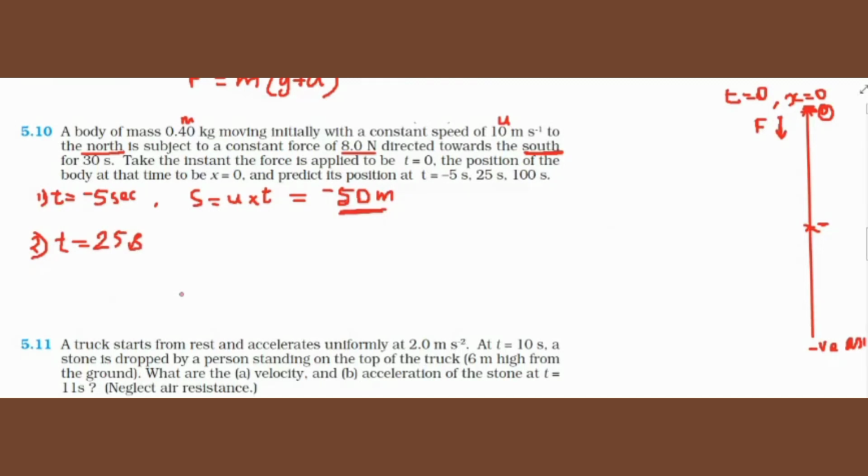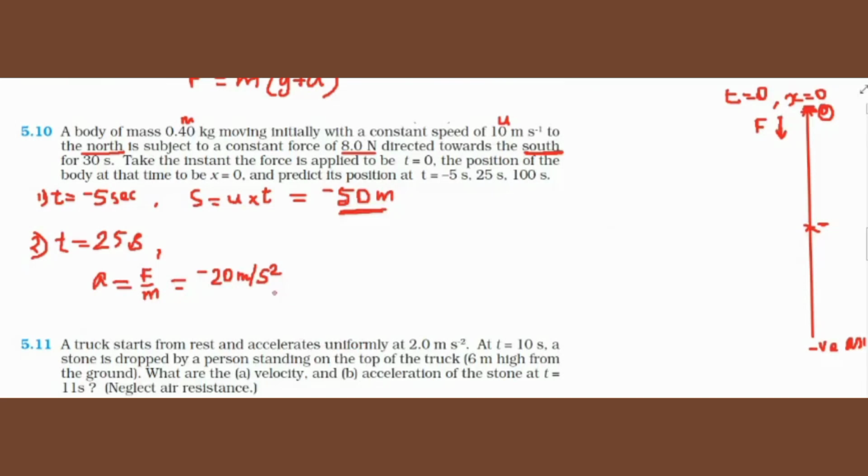But at 0 seconds, what happens? The object is being subjected to an acceleration because force is applied. So first you have to find the acceleration. A is equal to F by M, substitute the values of F and M, you will get minus 20 meter per second square. What is the reason we take minus 20? Because force is applied against the motion, and also it is directed along negative axis. So it will be minus 20 meter per second square.